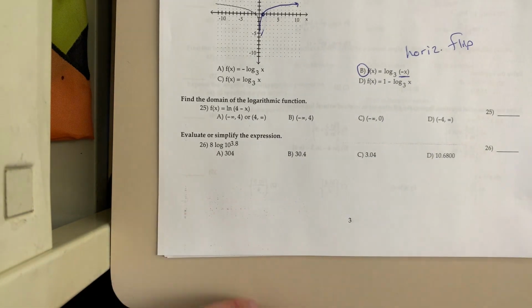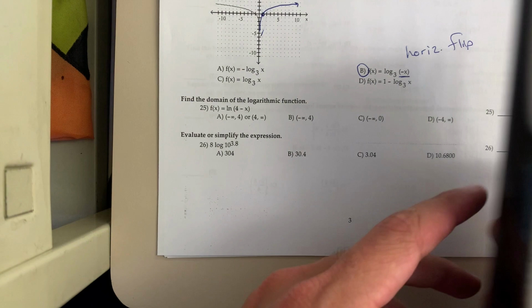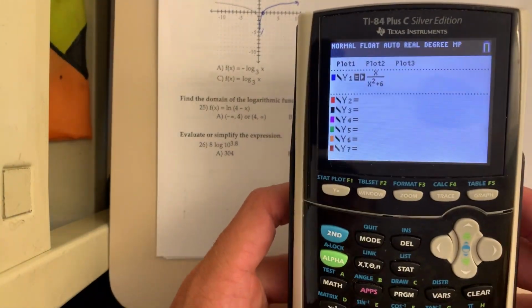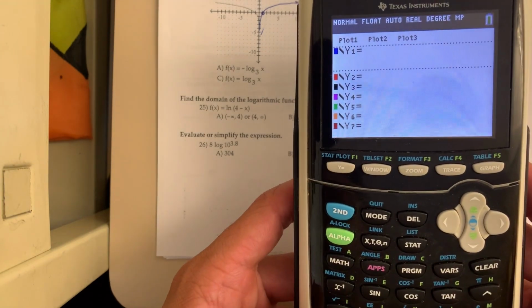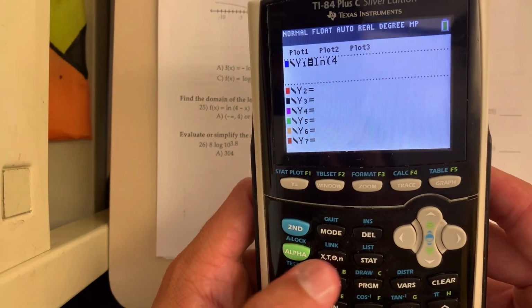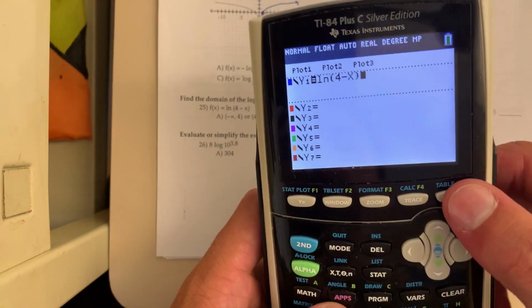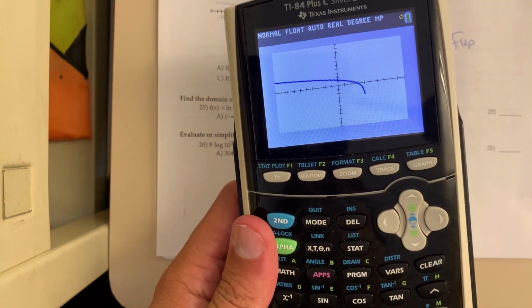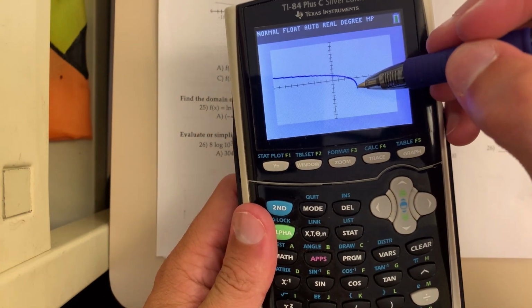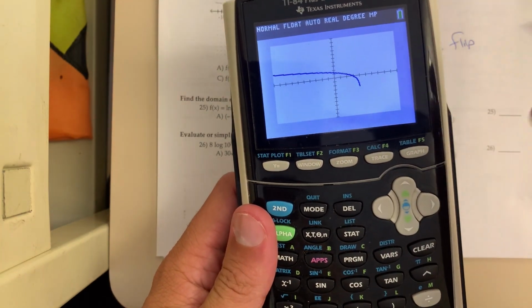Okay, find the domain of the logarithmic. Now with this sort of thing, anytime it asks for the domain, it is helpful to see the graph. So I'm going to graph this, okay? So we have natural log of 4 minus x. And if you know what you're doing, you might know what this graph looks like ahead of time. So there's my graph going right there. And then again, I don't know why the calculator does this. It would continue kind of down like this, okay?